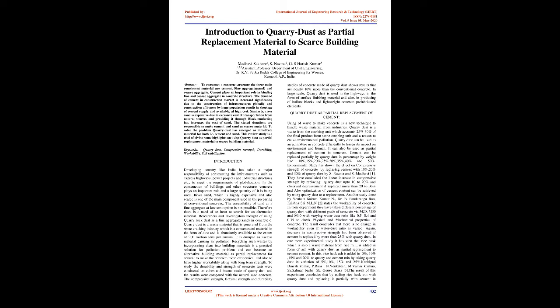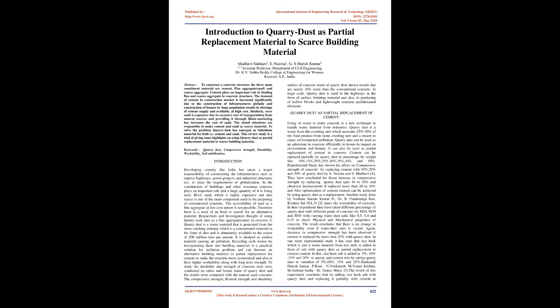Quarry dust as partial replacement of cement. Using waste to make concrete is a new technique to handle waste material from industries. Quarry dust is a waste from the crushing unit, which accounts for 25%–30% of the final product from a stone crushing unit, and is a reason to cause environmental pollution. Quarry dust can be used as an admixture in concrete efficiently to lessen its impact on the environment and humans. It can also be used as partial replacement of cement in concrete.